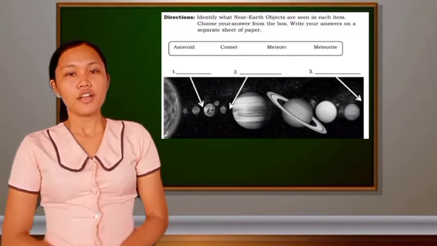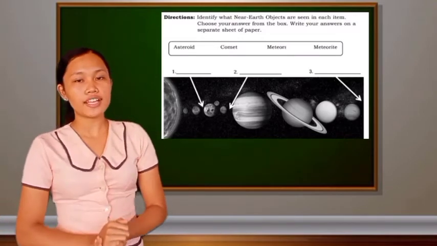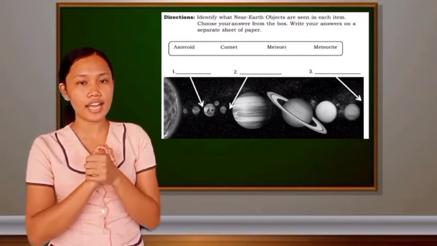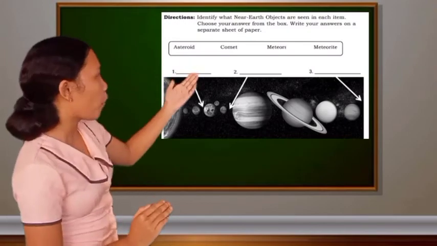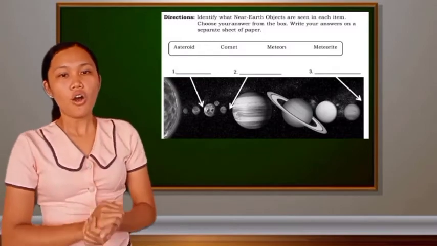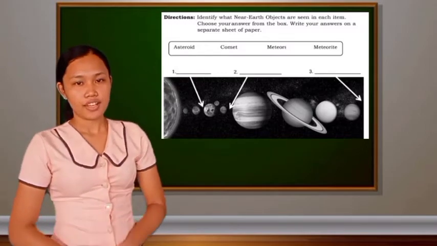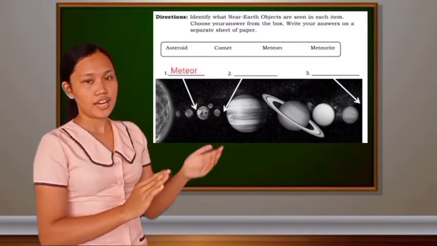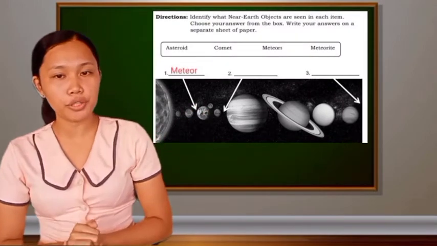Okay, time is up. So class, what do you think is the near-Earth object that can be seen in item number 1? Yes, Mr. Sibuko. Okay, very good. It is Meteor. How about for item number 2?